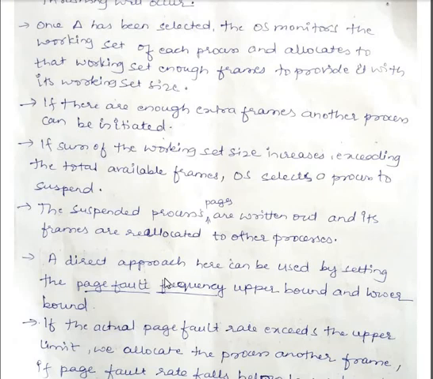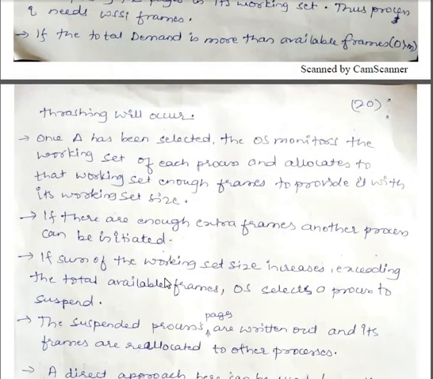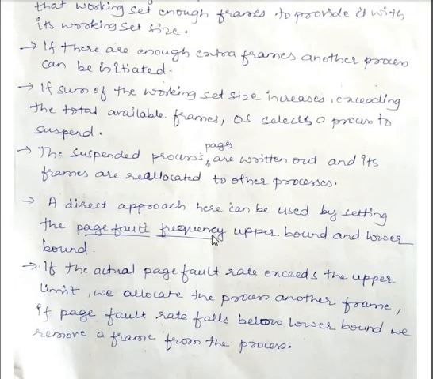Then another thing is how we can minimize this thrashing. One way is finding the working set size and setting the delta parameter. Another is putting limits on the page fault frequency. So what is page fault frequency? It is the total number of times the page fault is occurring. You set an upper limit and a lower limit, or upper bound and lower bound, here.